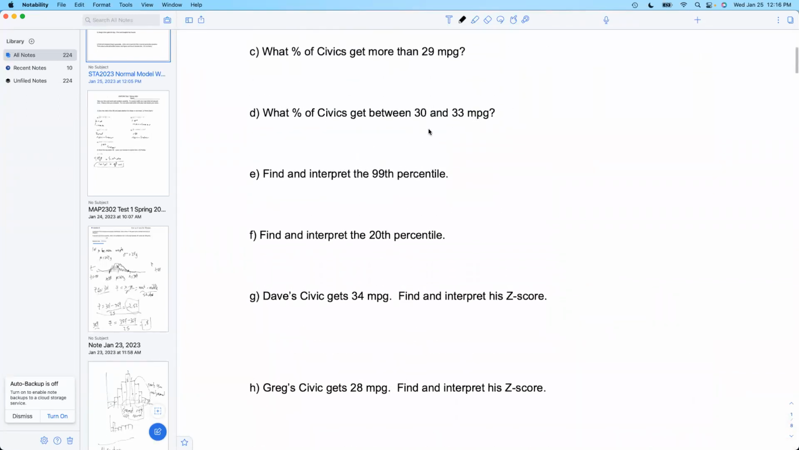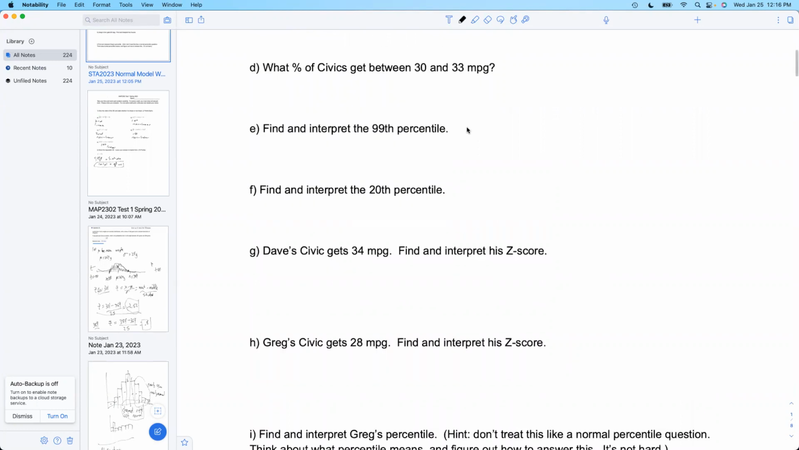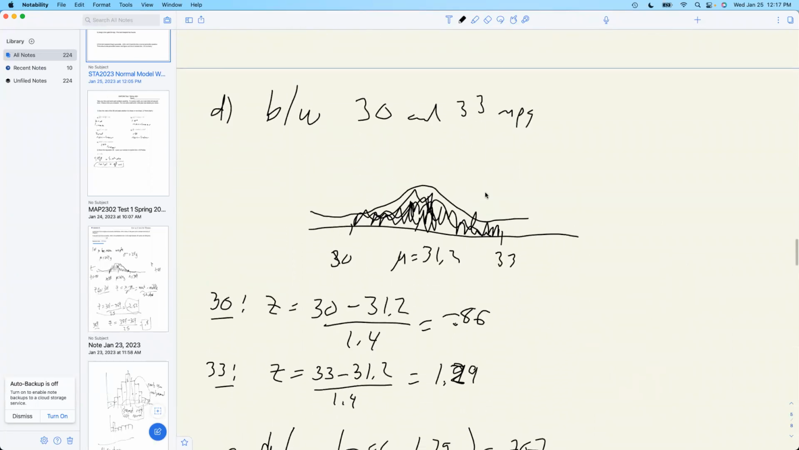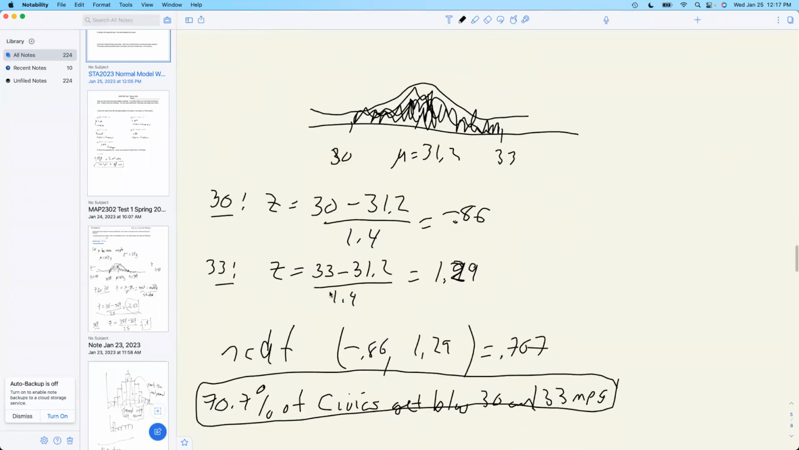Okay, what if we want to go between two values? I guess I am going to do most of these. We draw our picture. I want to be between 30 and 33. Draw the picture, find both z-scores. Notice 30 has a negative z-score because it's less than the mean. 33 has a positive z-score, it's bigger than the mean. Never add z-scores. Z-scores are not percentages. Then we do normal CDF, smallest to largest.